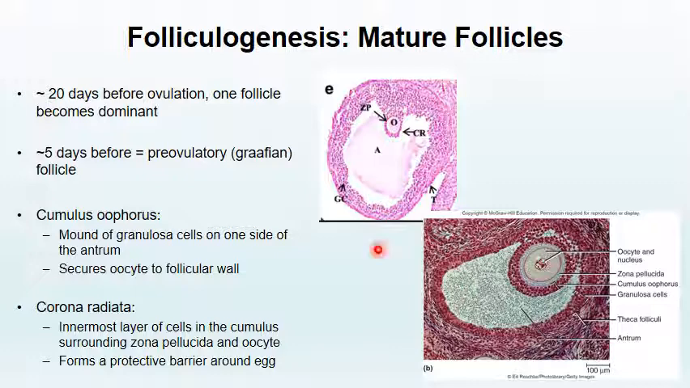So again, we still have these structures, so we still have the cumulus oophorus and we still have the corona radiata. It's probably a little bit easier to see here. So we have, this is going to be the cumulus oophorus, these follicular cells, and then the zona pellucida is in here. So the zona pellucida forms this nice protective barrier right around that egg. And then this mound of follicular cells, that's the cumulus oophorus.